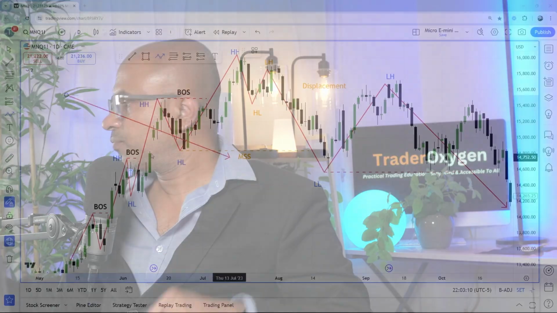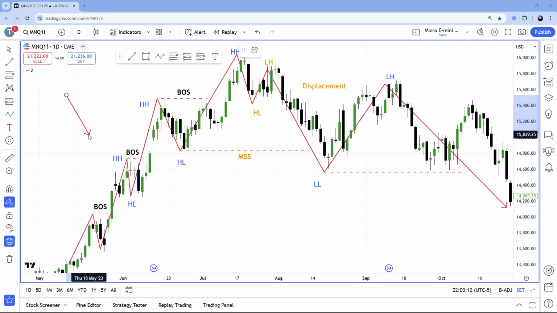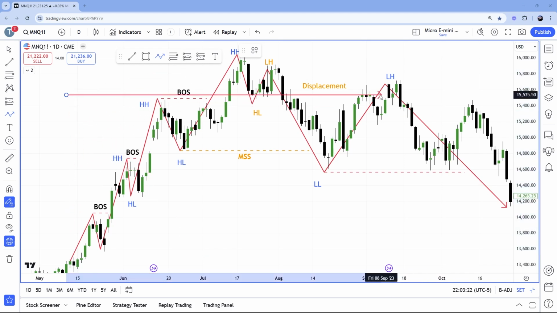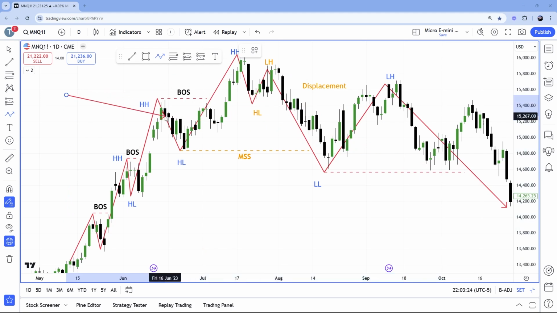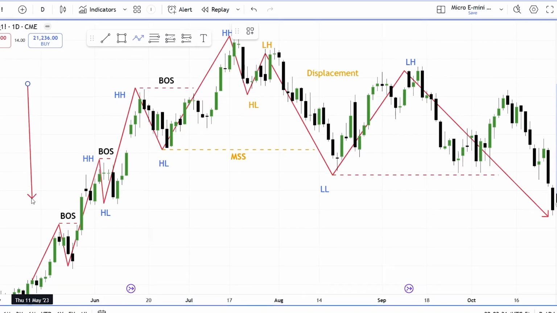Okay, let's look at another chart example now. Okay, so this is another chart example in the micro mini Nasdaq index futures daily chart. So this covers an uptrend in this area, then it covers a downtrend in this area, then it covers break of structures and also a market structure shift. So let's quickly look one by one.